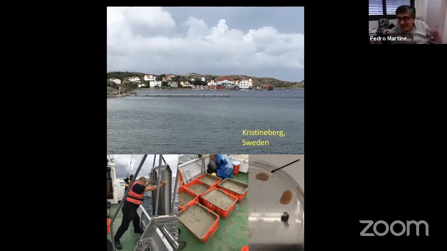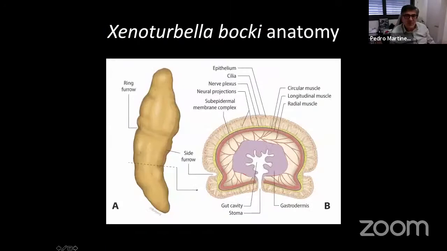So if we get like 10 animals, then we consider ourselves very lucky. I see that around here is also Ulf Jondelius. Maybe he's luckier than us when he goes and collects. But in our case, we've never been particularly lucky in terms of numbers.